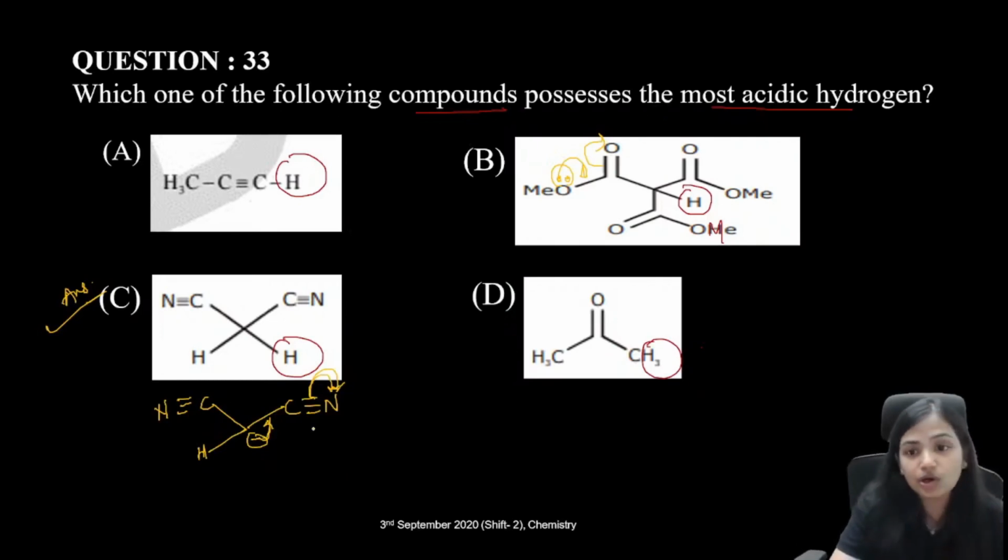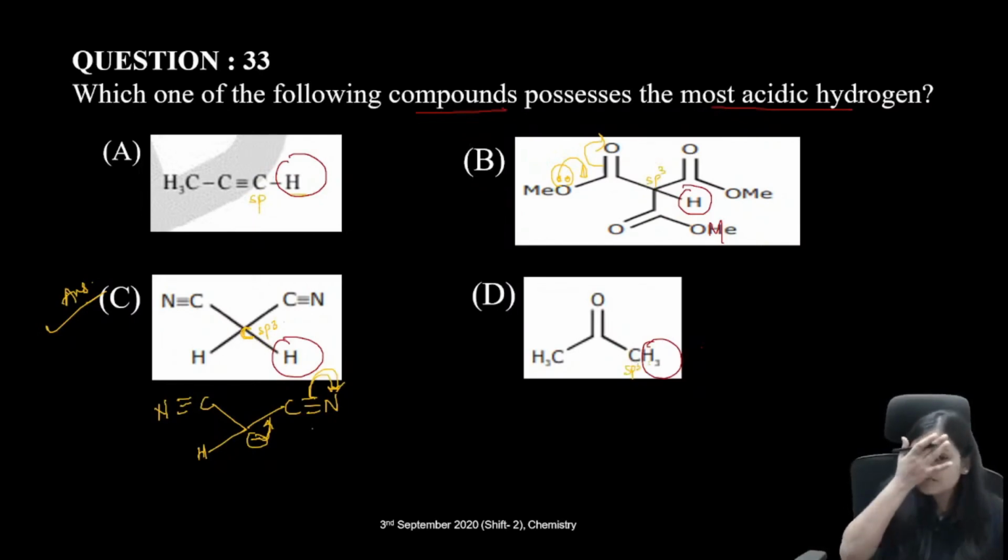If you have to give the order, then what would be the right answer? Can you mark it? If you have to give the order. This hydrogen is also bonded to carbon, which is sp3 hybridized. This hydrogen is bonded to the carbon, which is sp hybridized. This hydrogen is bonded to the carbon, which is sp3 hybridized. This is also bonded to the carbon, which is sp3 hybridized.